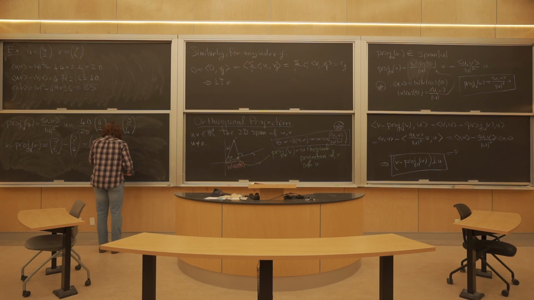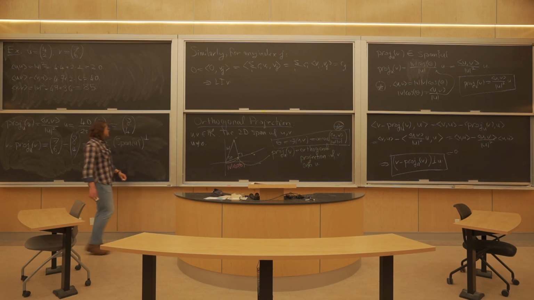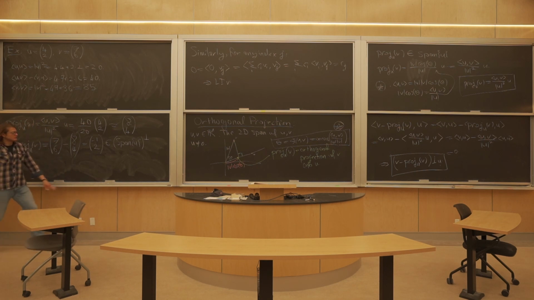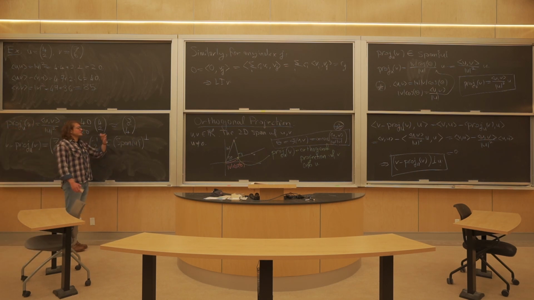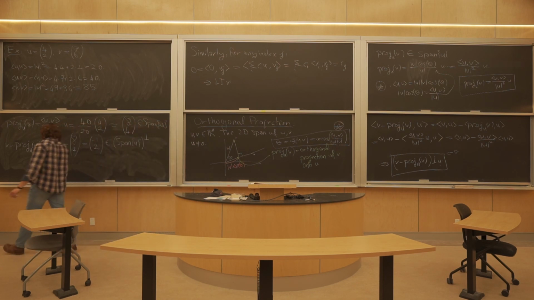So maybe I should write it like this. This is a vector in span of U perp. Okay? So this is a subspace, and I can look at the subspace as the orthogonal complement of this. This was something that we discussed yesterday. And likewise here, this is going to be a vector in the span of U. Any questions about this so far?